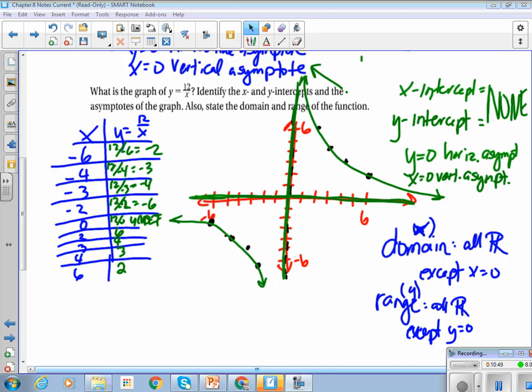And all three of these things tie into each other, like an essential question. I can't equal 0 for x. That means x equals 0 is a vertical asymptote. And y equals 0 is my horizontal asymptote. All those three things are tied in. So like an essential question asking how are domain, range, and asymptote related, this is a good example. Okay.